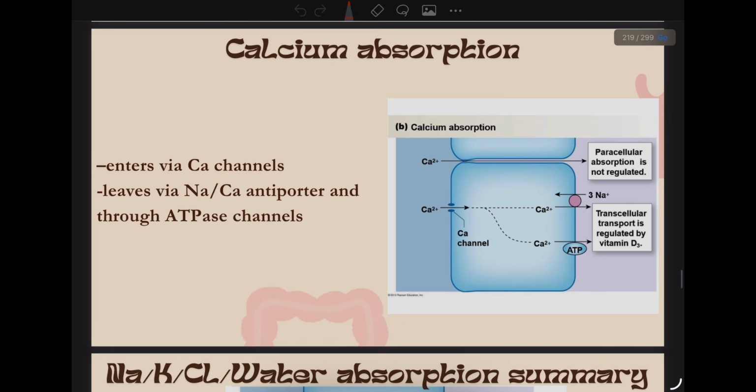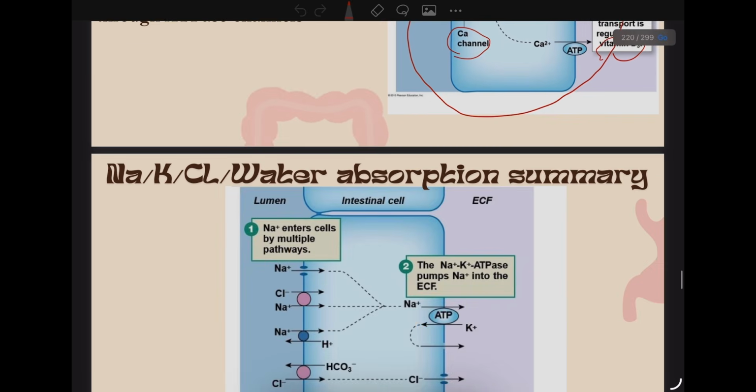Calcium, self-explanatory, to be honest. Calcium channels, it goes out through many pathways, either with exchange for sodium or by ATPase. The thing that you should also keep in mind is that calcium is regulated by vitamin D3. You know that calcium and vitamin D3 go along beautifully. But vitamin D3 affects only transcellular pathways, so only the thing that's happening here. Calcium can be reabsorbed paracellularly, and of course, vitamin D3 does not have an effect on that.